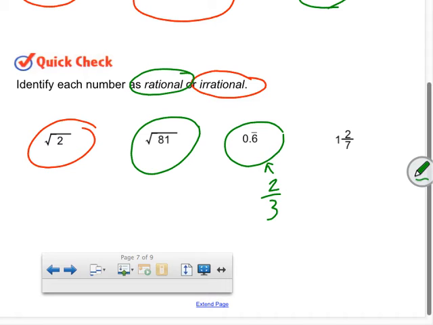Here's another one that they try to throw at you. Type in 1 divided by 3, 1/3. What is that? 0.333 repeating. That is a rational number also. So how about this last number, 1 2/7? That is rational. Can I write that as a fraction? And what would the fraction be? 9/7. Okay, that is rational.